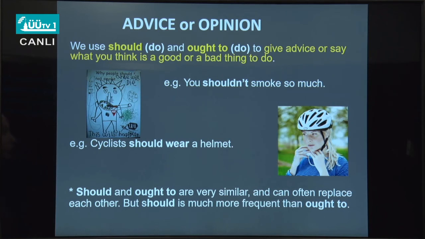Cyclists should wear a helmet. Should and ought to are very similar and can often replace each other, but should is much more frequent than ought to. So we use should most of the time, but it is important for you to know that ought to is the same as should. You can replace should with ought to.